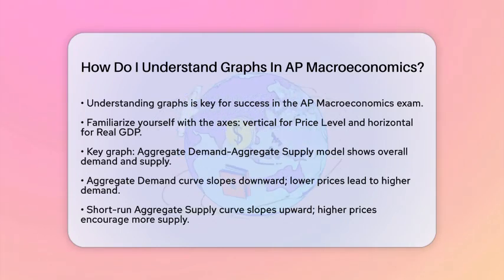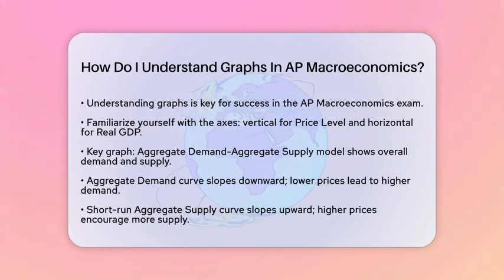First, familiarize yourself with the axes of the graphs. The vertical axis usually represents the price level, which indicates the average prices for goods and services. The horizontal axis typically shows real gross domestic product, which reflects the total output of the economy adjusted for inflation.